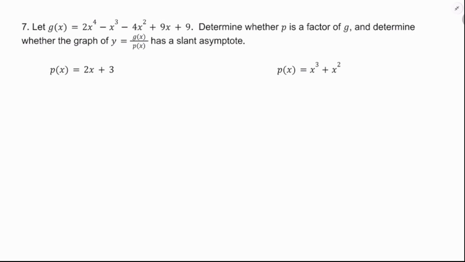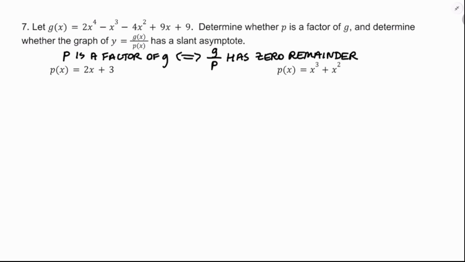Okay, yeah, I remember about this. So if we're going to determine whether p is a factor of g, we're going to need to do long division, and if the remainder is 0, then it is a factor. So that's what I'm working off of. That's the key fact. So I'm going to set up for some long division here. Actually, I don't know that I can.